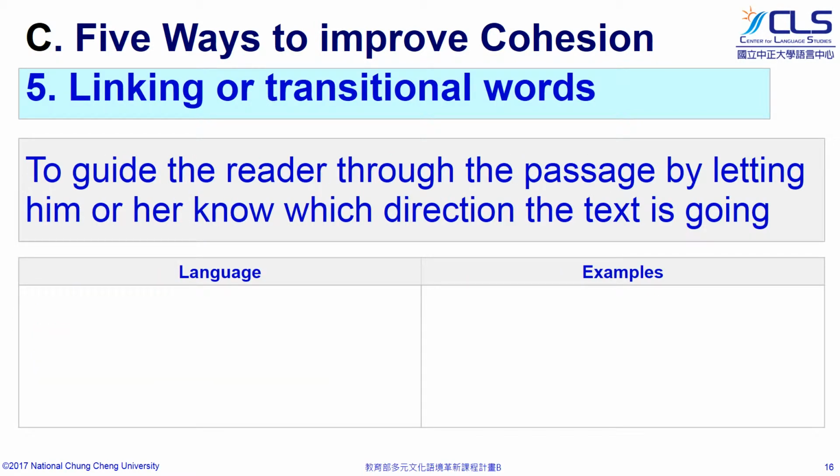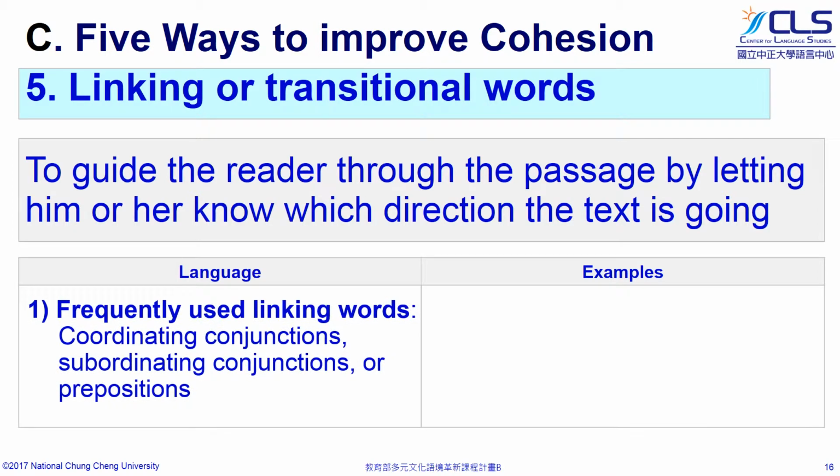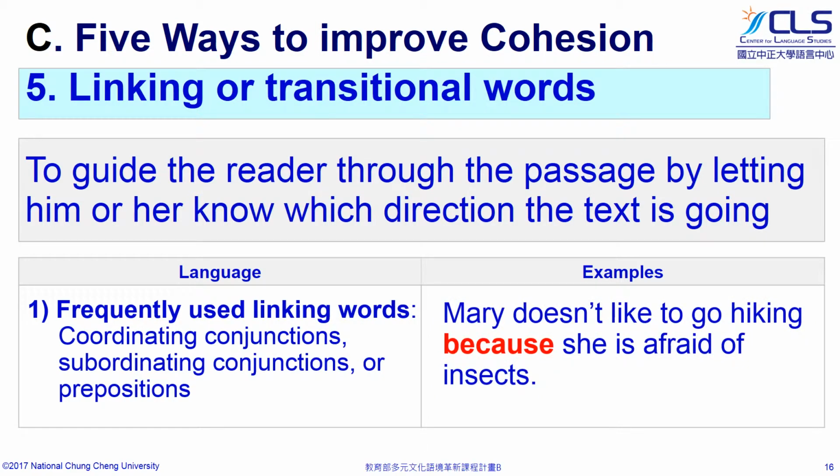Finally, linking or transitional words help connect sentences in a rational order and help readers understand which direction the text is going. The frequently used linking words include coordinating conjunctions, subordinating conjunctions, or prepositions. Here we use the subordinating conjunction because to indicate a reason.